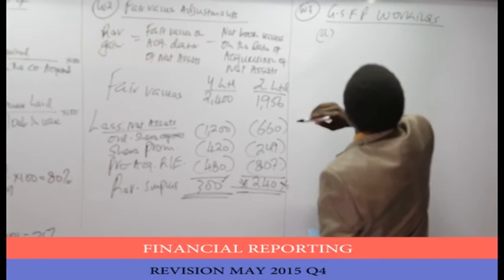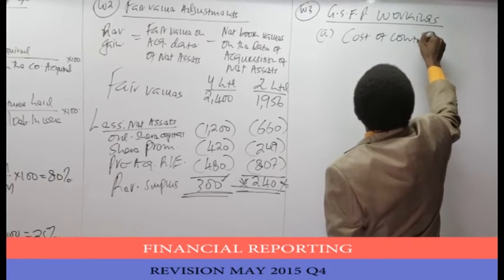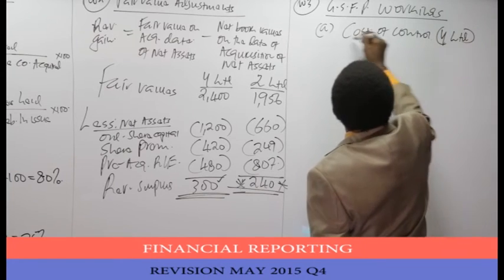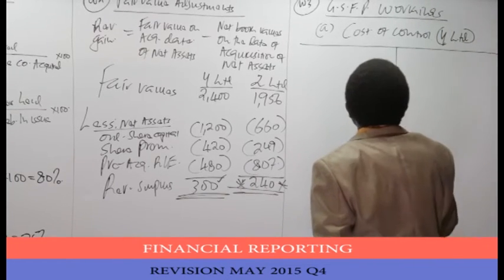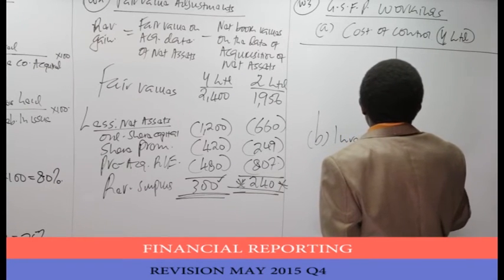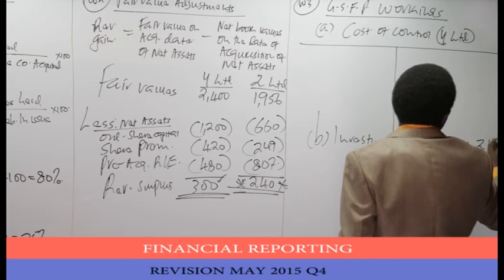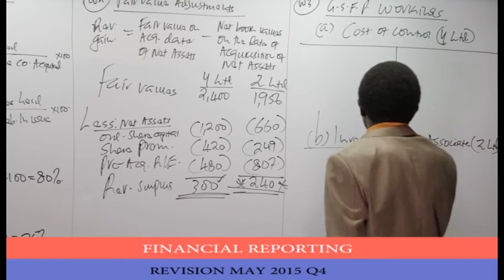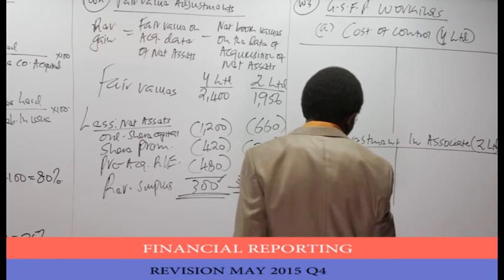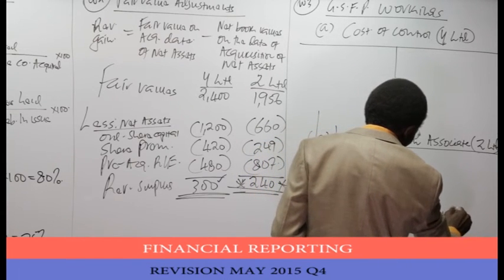One of the workings here is the cost of control in respect to Y Limited. Another one is investment in associate, that is Z Limited. Another one is the non-controlling interest account.